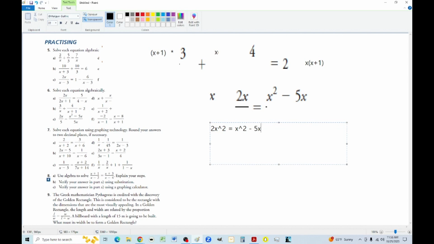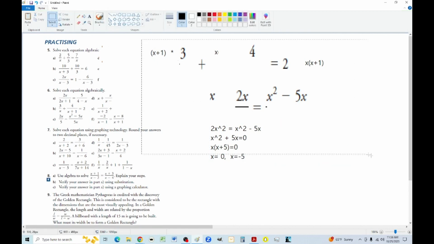Let's bring it all to the left side. I get x squared plus 5x is equal to 0. Let's factor an x out. I'm left with x plus 5 is equal to 0. So that means x is equal to 0 or x is equal to minus 5. And that's my two possible answers.